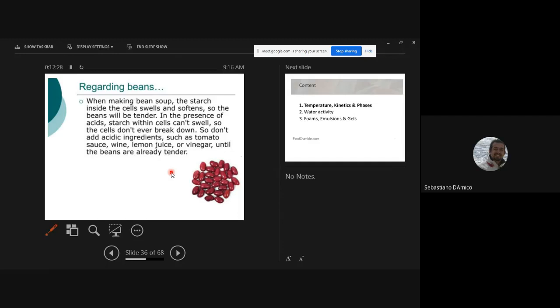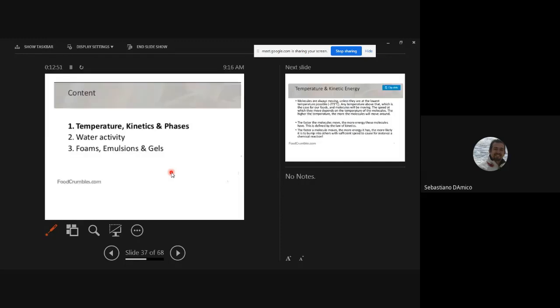Otherwise, we just slow this process of tenderizing. That's why usually when we prepare bean soup, just baking soda is added at the beginning. Once they're tender, then they can be flavored with even some more acidic stuff, obviously according to taste. But that's another story. So in general, temperature, kinetics and phases, the water activities, and we're going to see also something about foams, emulsions, and gels are something that belongs to food physics, okay?